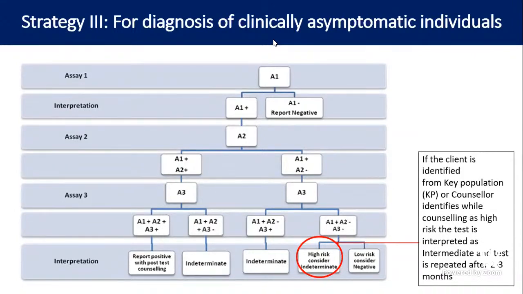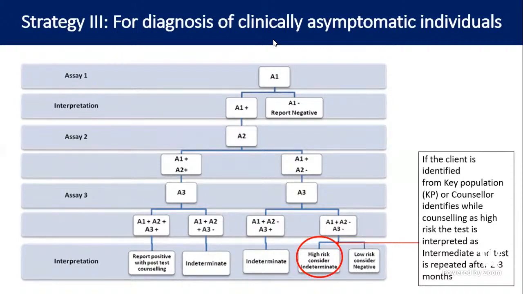Suppose the first 2 tests are positive, but the third test is negative, then you give an indeterminate report, which means this person will have to be tested again after a period of about 14 to 28 days. The next scenario is that the first test is positive, the second test is negative, and the third test is positive. This again is reported as indeterminate.